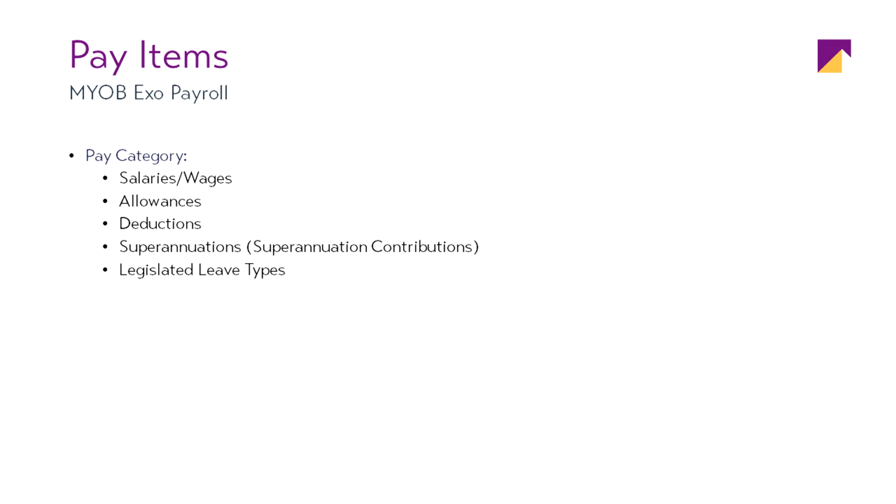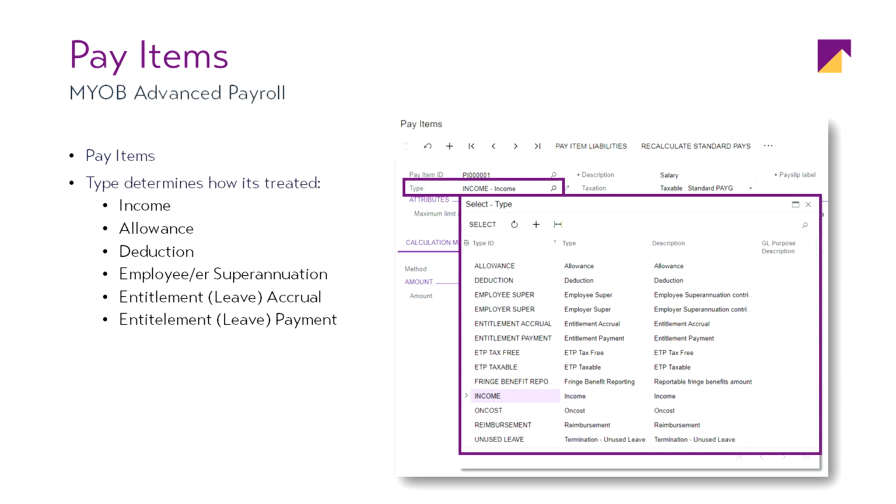In MYOB Exo Payroll, each of the different types of items that can make up an employee's pay falls under predefined categories such as salaries, wages, allowances, deductions, superannuation for superannuation contributions, and each of the legislated leave types. In MYOB Advanced Payroll, these are all classified as pay items.